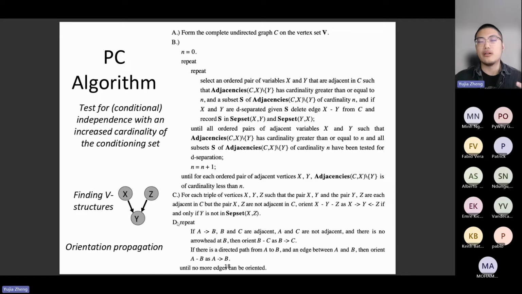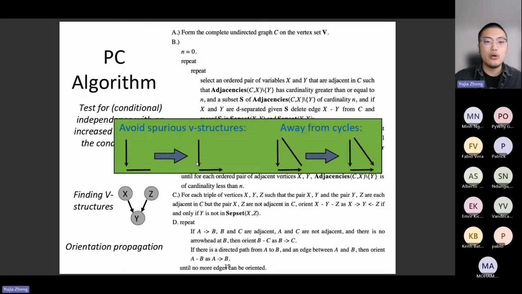So we can orient all edges, or as many edges as possible, based on the discovered v-structures. And the principle of that orientation step is that we always try to avoid spurious v-structures and we try to avoid cycles, because at this point, we always assume that the underlying ground truth causal DAG is a DAG. So there won't be any cycles in the ground truth.